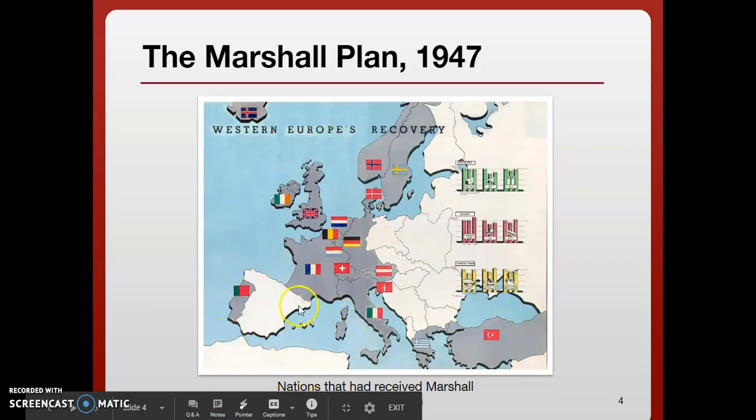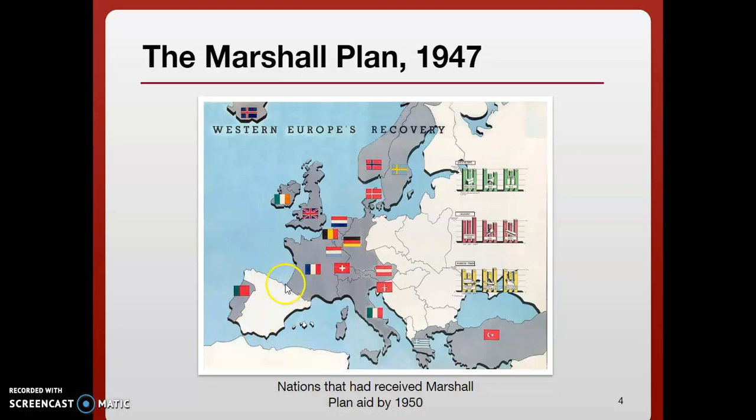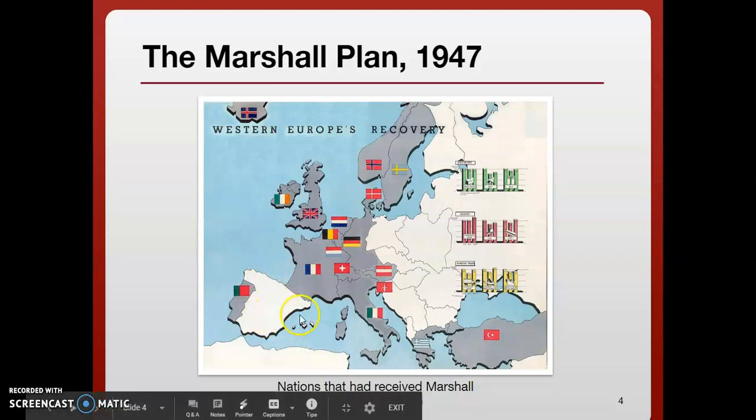An interesting one to look at is Spain. Spain at this time is under a fascist government called the Franco government. We won't talk about that, but we had a little bit of beef with Spain and their dictator, all right? Right, but take a look at the nations.